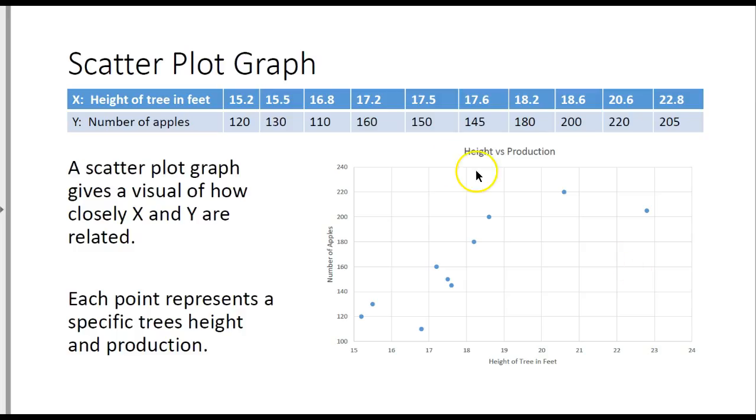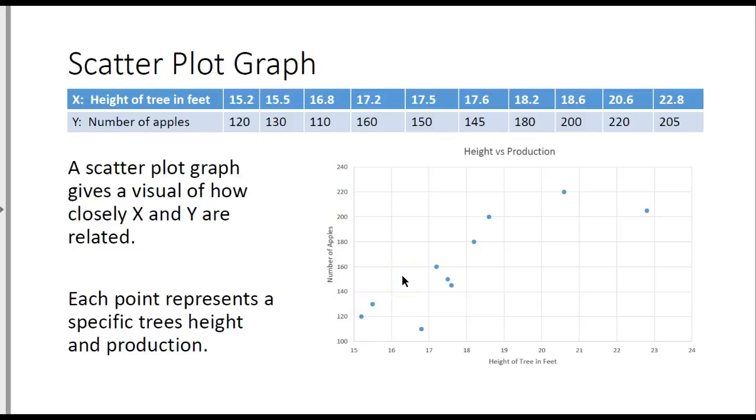Alright, so here what I've done is I've created a scatter plot, which across the bottom is my x-axis, or the height of the trees, and I rescaled this just to kind of capture the data I have here. Notice it doesn't start at 0. It starts at 15, which is about the height of my first tree. And my smallest number of apples was 110, so I started my y at 100.